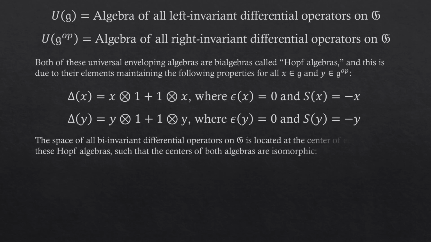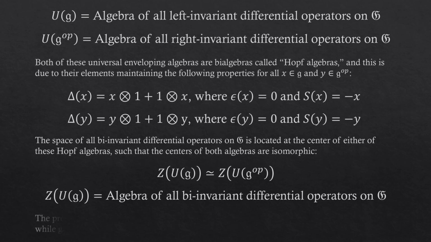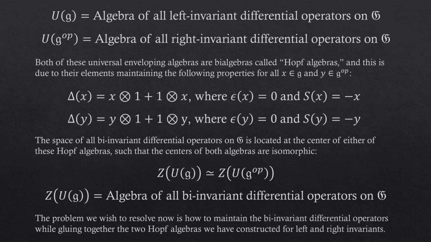The space of all bi-invariant differential operators on the Lie group is located at the center of either of these Hopf algebras, such that the centers of both algebras are isomorphic. So the center of the universal enveloping algebra is isomorphic to the center of the opposite universal enveloping algebra. And the center of the universal enveloping algebra is the algebra of all bi-invariant differential operators on the Lie group. The problem we have here, though, is that we want to maintain the bi-invariant differential operators while gluing together the two Hopf algebras that we have constructed for left and right invariant differential operators.